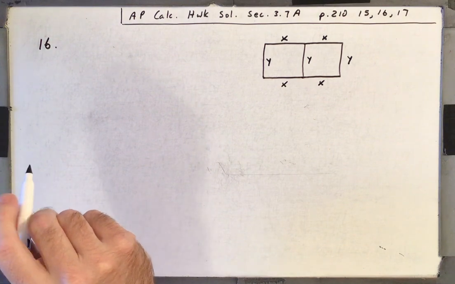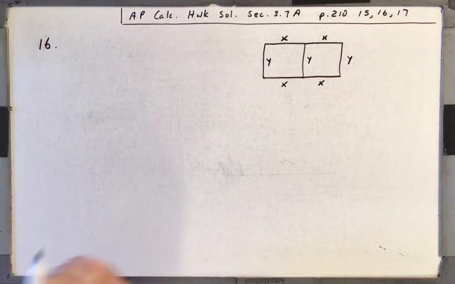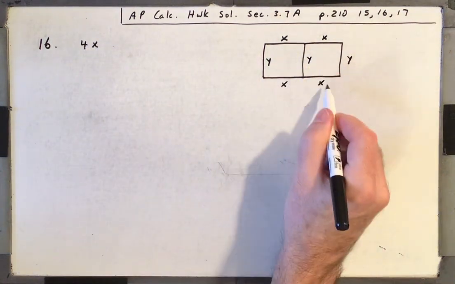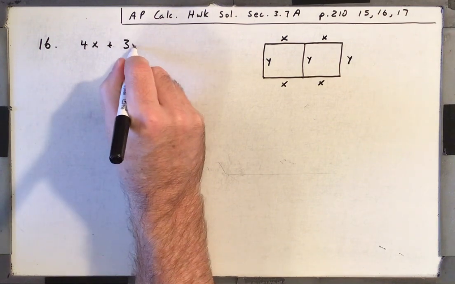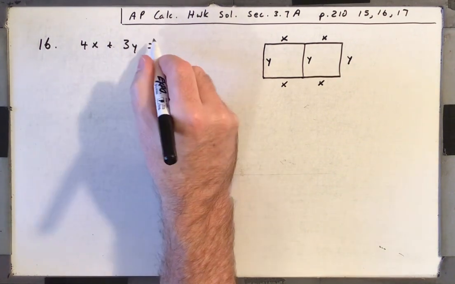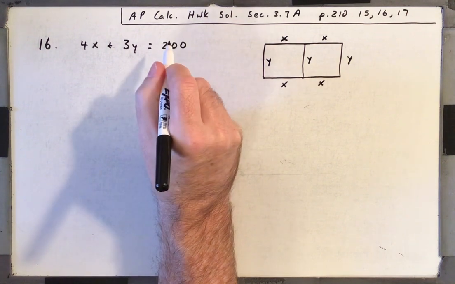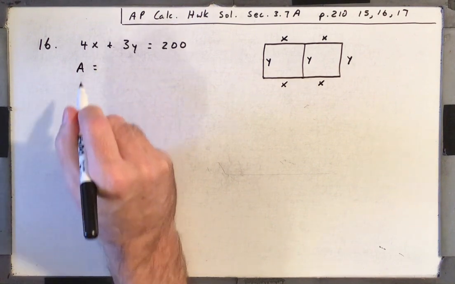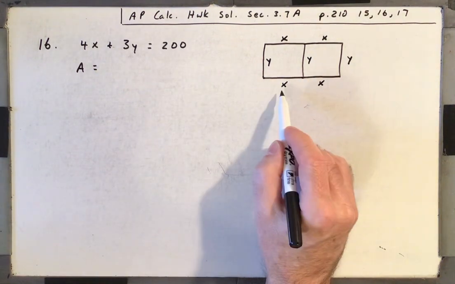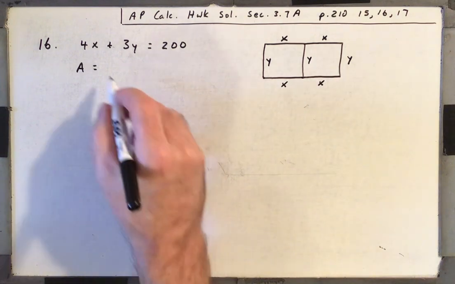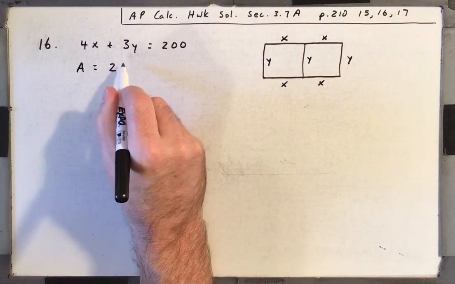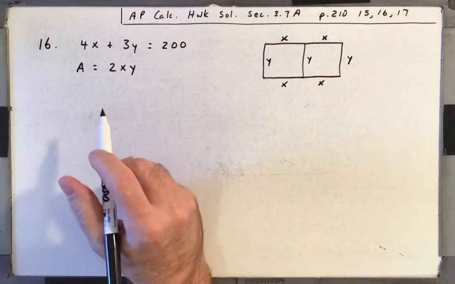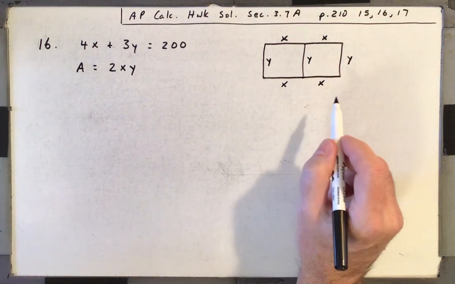And we have 200 feet of fencing, so we're going to need an equation that adds up to 200. So that's going to be 4x, because we have 4x here, plus 3y is equal to 200. And then we want to maximize the area. So in terms of x and y, the area of the whole thing, its width is 2x, and its height is y, so it's just going to be 2xy. Length times width, or however you want to say that.